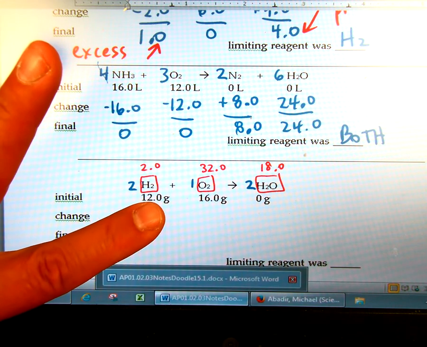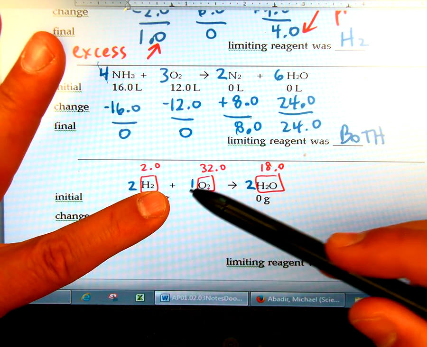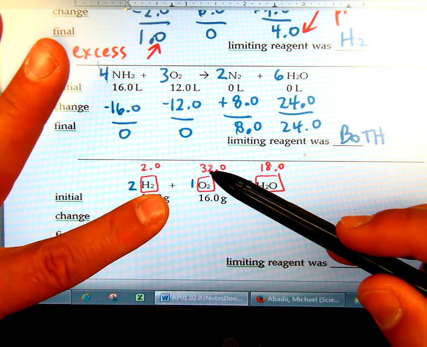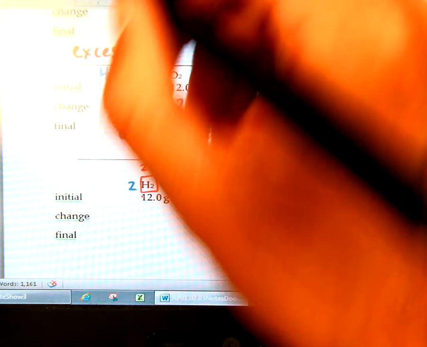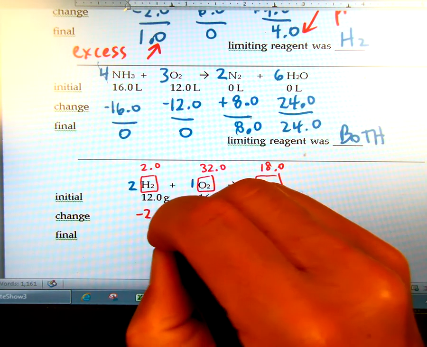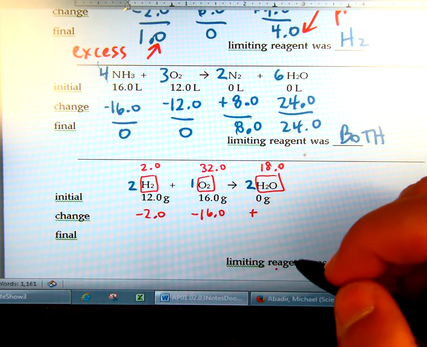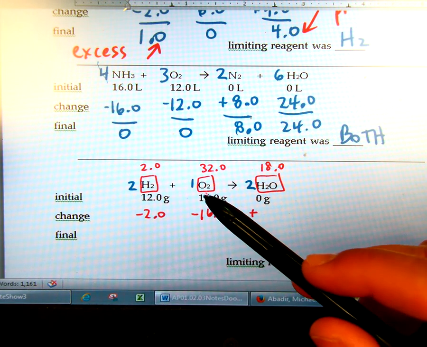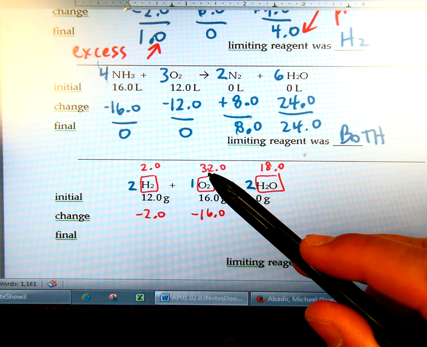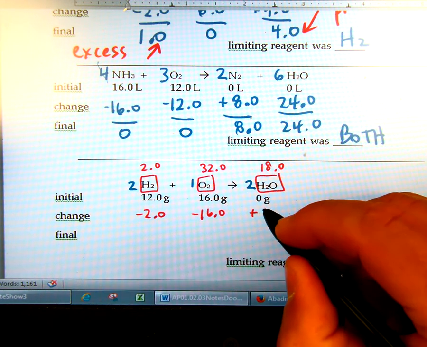So we're going to cover up the 12, and we're going to say 16 divided by 1 divided by 32 is a half. Half times 2 is 1. 1 times 2 is 2. And of course, we have enough. Is going to be minus 2, minus 16, and then we're going to bridge to the product. So we could do the 16 again. 16 divided by 1 is 16, divided by 32 is a half, times 18 is 9, times 2 is 18.